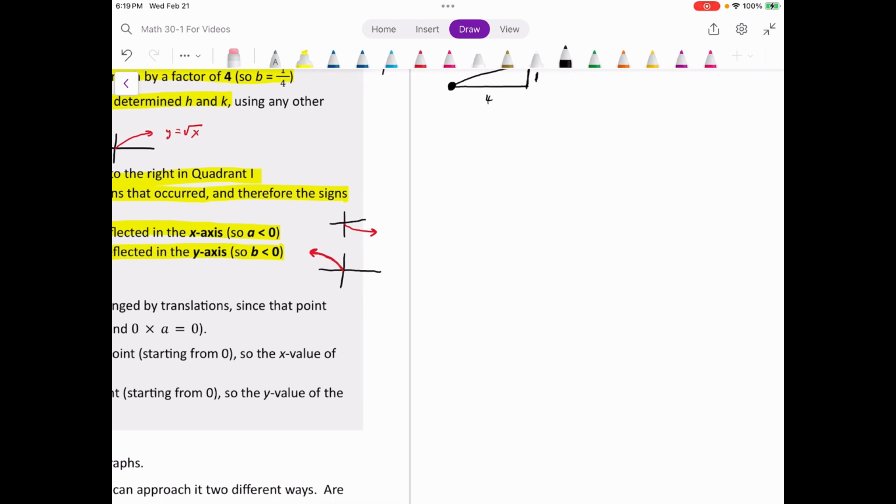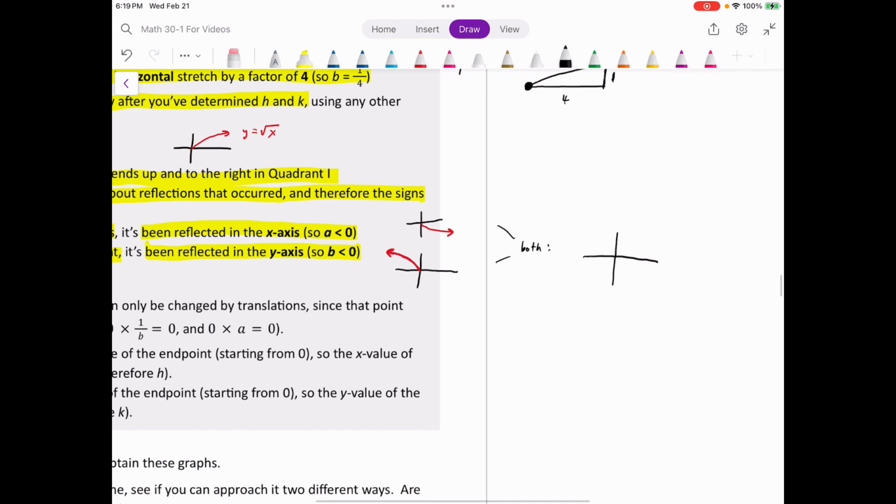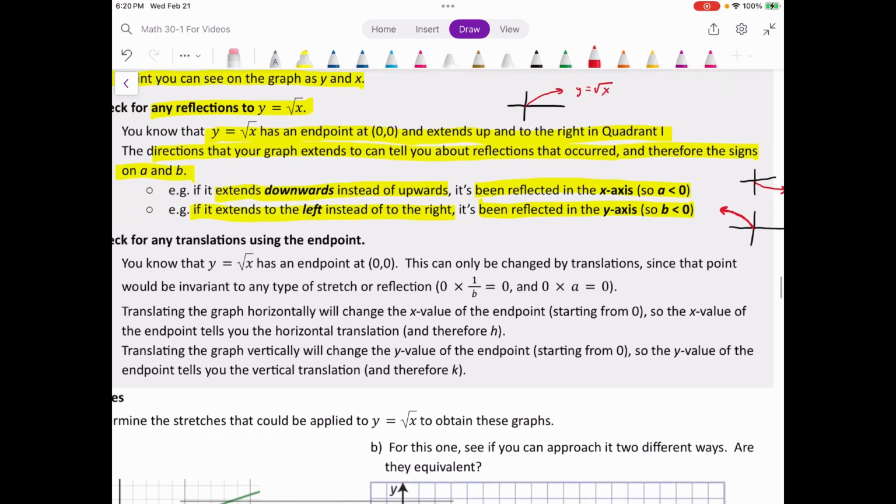Maybe both happened. Maybe both a vertical and a horizontal reflection occurred. So instead of extending up, it extends down, and instead of extending right, it extends left. So that's going to do something like this, right? There's both a horizontal and a vertical reflection, right? Reflected across the y-axis, then reflected across the x-axis, you end up with something like this, okay?